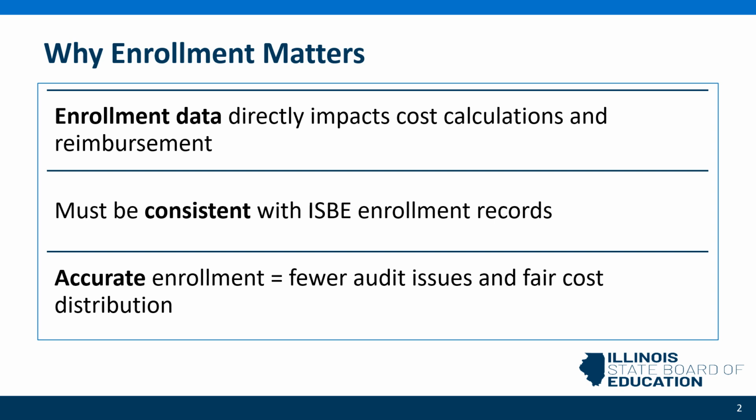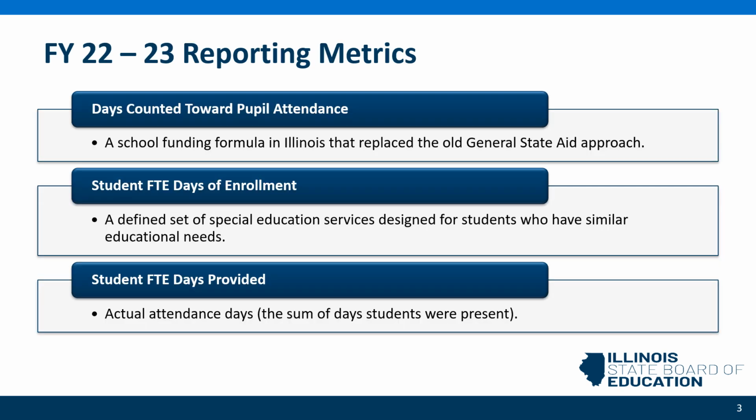submission. If your reported enrollment doesn't match the Illinois State Board of Education's records or contains errors, your cost calculations might be questioned or reduced. Accurate enrollment data ensures a smooth review process and a fair distribution of costs. For enrollment data, you'll be reporting information covering different time periods. Let's first focus on fiscal year 2022 through 2023, running from July 1st, 2022 through June 30th, 2023.